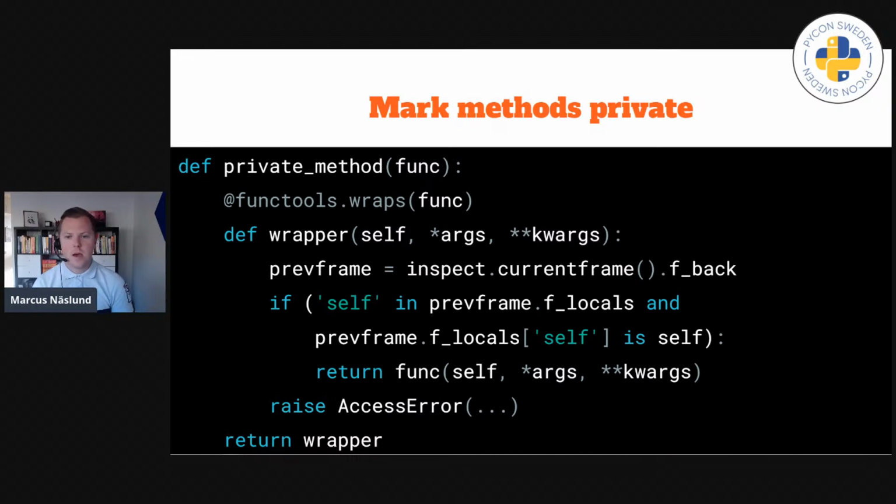So let's just take a quick look at how that works. Basically, the idea is we pull up the stack frame of the current call, again using the inspect module, and we pull up the previous stack frame before that. If this is a method called within the same instance, there should be a self argument in the previous stack frame that's identical to the self argument in the current stack frame. If that's the case, then this is an internal call, and we can allow it and call this decorated function. And if not, we throw an access error.